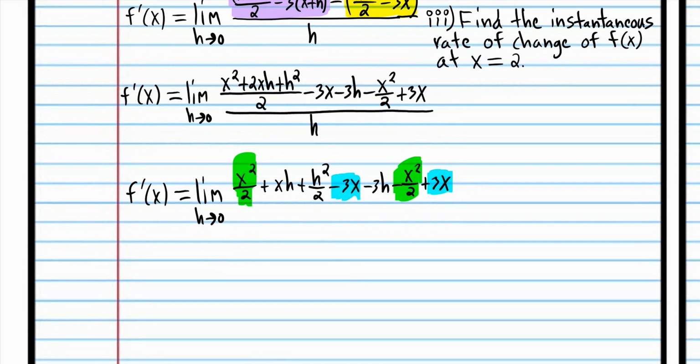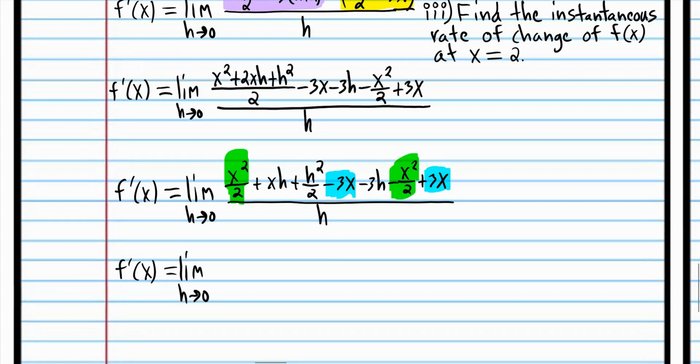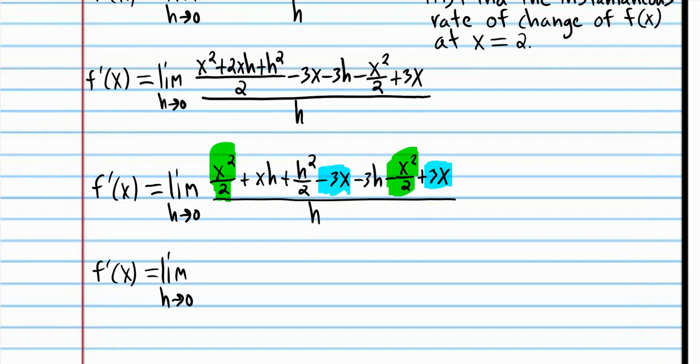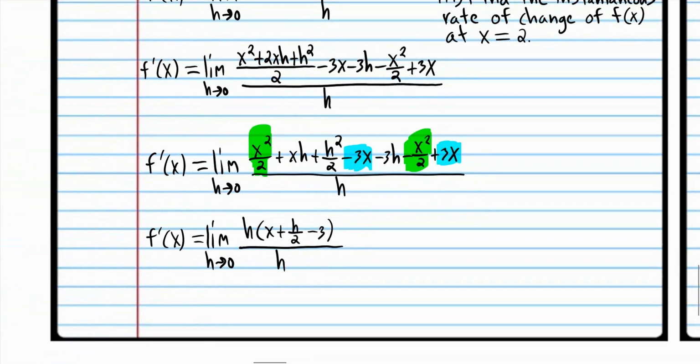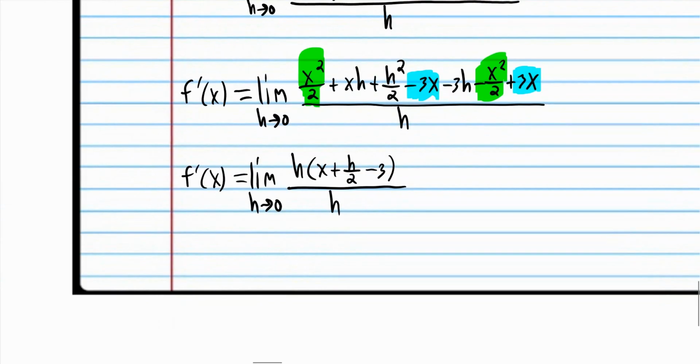These terms cancel out. And don't forget to write over h. So now we can factor out the h, because these terms have a common factor, which is h. And we're left with the following expression. So let's double check, make sure we did everything correctly. Everything looks right. The h's cancel out.